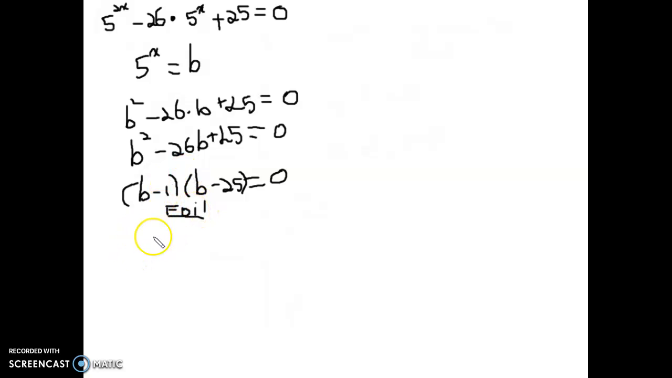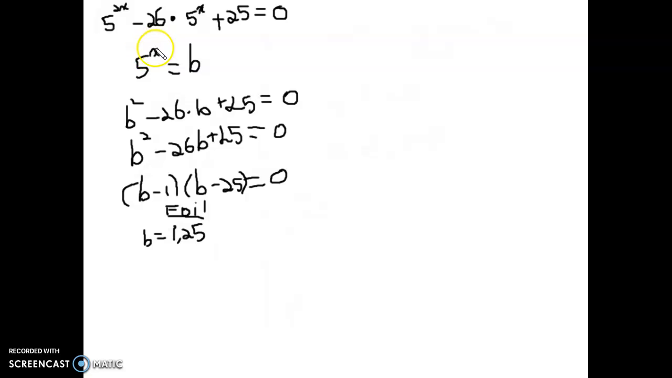And so now, by the zero product property, we can say that b is equal to 1 and b is equal to 25 as well. So while this may seem like we have the solution, we do not have the solution to x. This is just the values of b. So what we're going to do is substitute these values back in for b.